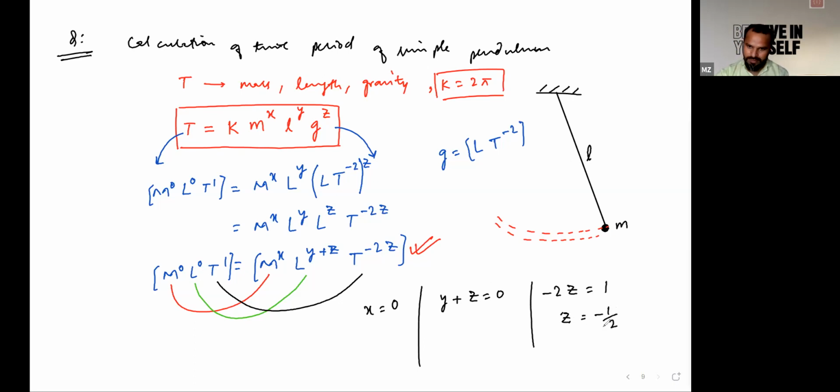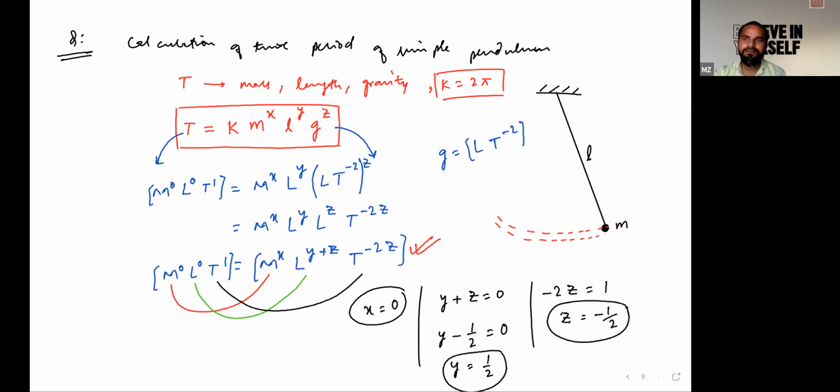So just put this particular Z in this particular equation. So it would be Y minus half is equal to 0, so Y would be nothing but plus half. So we have X is equal to 0, Y is equal to plus half, and Z is equal to minus half. Any doubt in this calculation to any one of you? No, sir. No doubt.